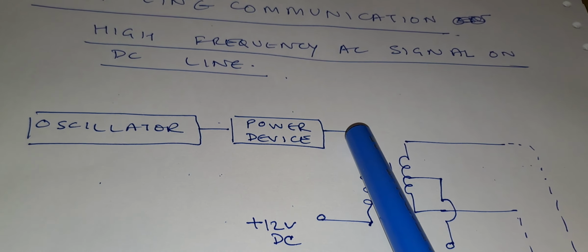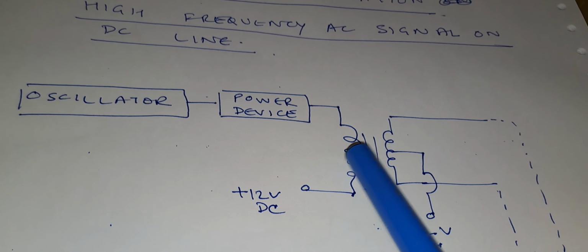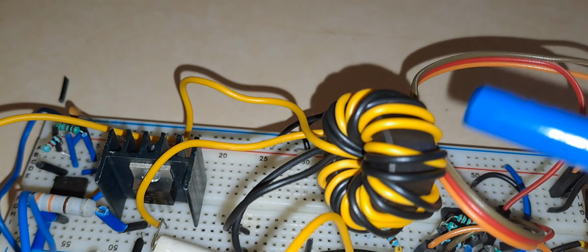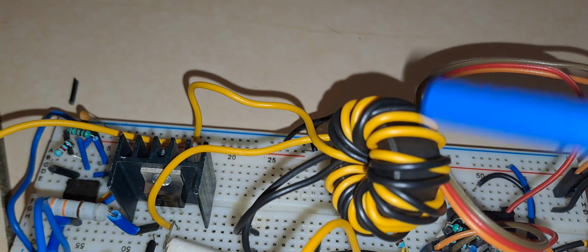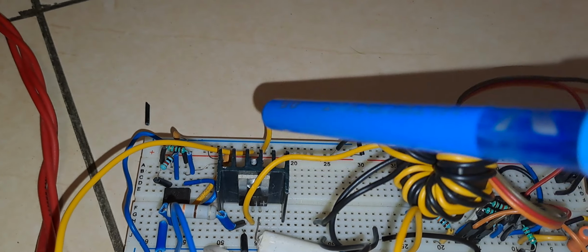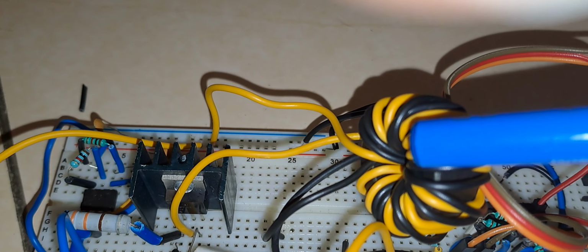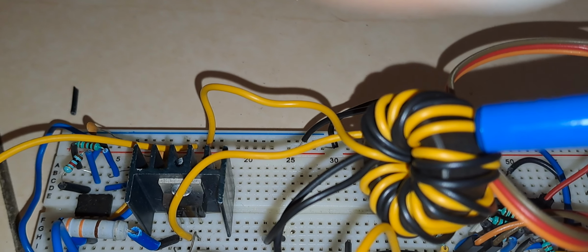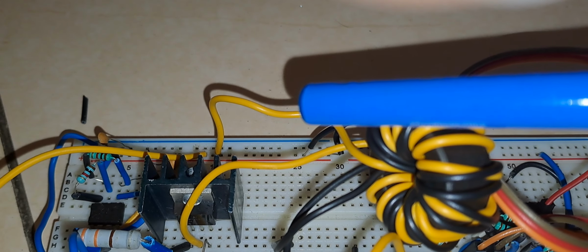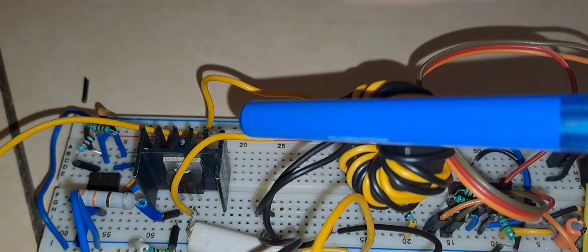The output of the power device goes to a ferrite core transformer, a ring core transformer. So here you can see this is the ring core transformer, this is the power device and here is the oscillator. The primary of the ring core transformer is supplied with 12 volts DC and connected to the MOSFET drain.